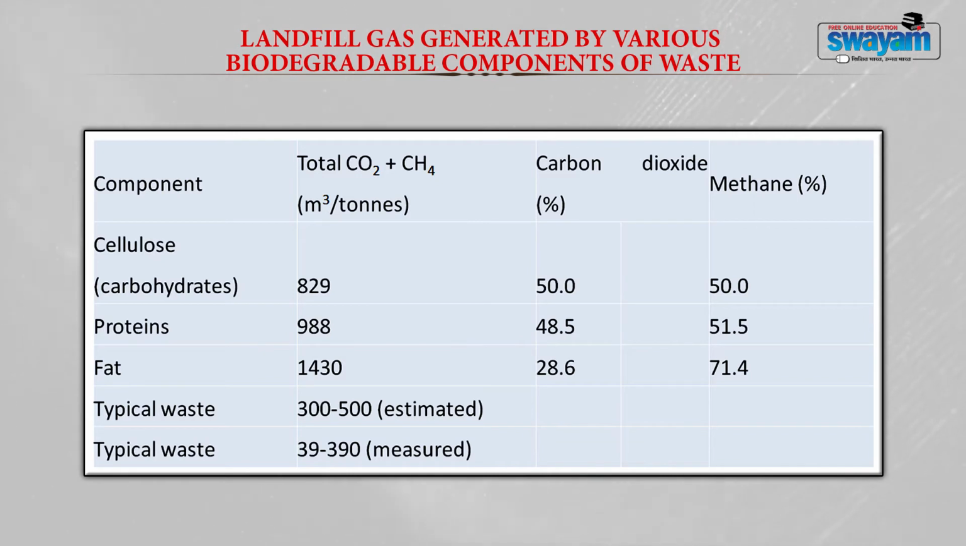Carbohydrates result in 50-50, like 50% carbon dioxide and 50% methane. Proteins produce a slightly higher amount of methane, like 51.5% methane and 48.5% carbon dioxide. But fats, if you see, generate more methane, like 71% methane and 28.6% carbon dioxide. A typical waste will generate around 300 to 500 meter cube per ton of gases.